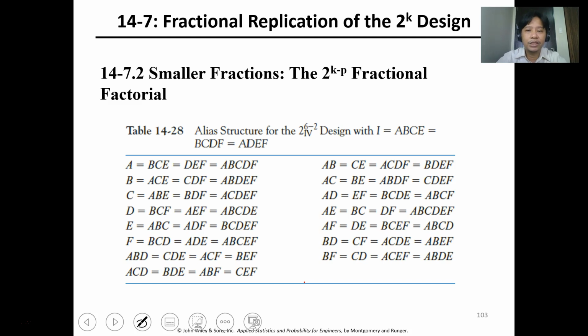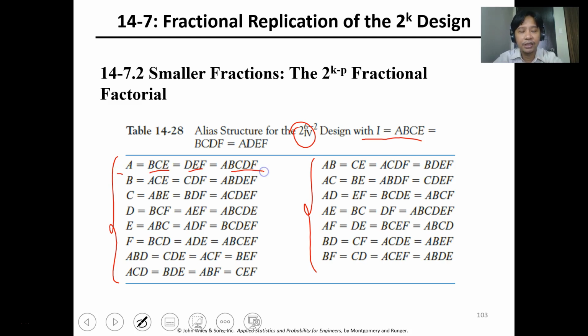So, let's have this 2^(k-p) fractional factorial. So, this one is for the 4, where we designate I as ABCE, BCDF, and ADEF. So, 6 factor siya. Ito yung mga factor designation natin. So, for A, we can designate it as this one. So, B, C, E, D, E, F, or A, B, C, D, E, F, and so on and so forth.